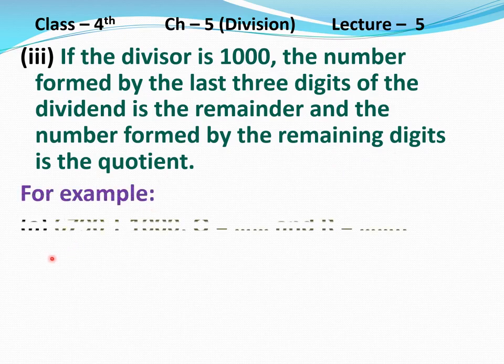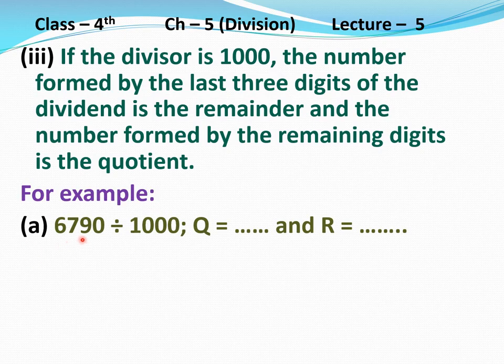For example, A part. 6790 divided by 1000. Quotient equal to dash and remainder equal to dash. See, the divisor is 1000. Then see, the number formed by the last three digits, that is 7, 9 and 0, is 790. That will be the remainder. And the number formed by the remaining digit, that is 6, is 6. That will be the quotient.